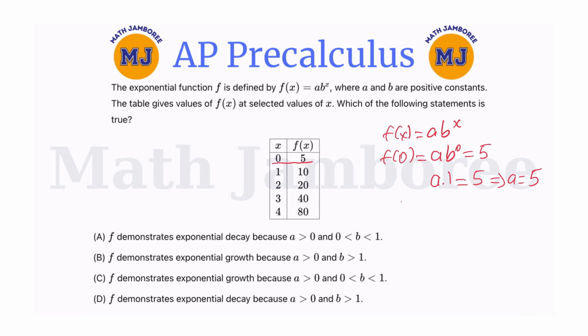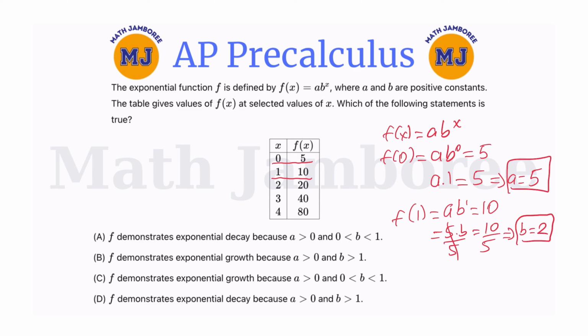So what about the b? To find the value of b, I'm going to use the second data. f of 1 is equal to a times b to the power of 1, which gives us 10. We know the value of a is 5, so 5 times b is 10. If you divide both sides by 5, you get b as 2. So we found the values of a and b.